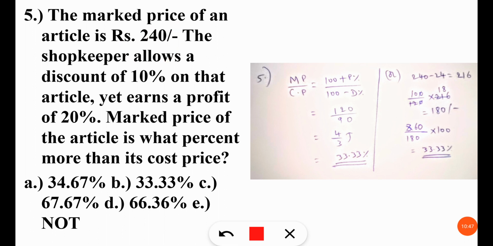How much more percentage is the marked price? The difference between 240 and 180 is 60. 60 by 180 cost price into 100 is 33.33%. Option B is the correct answer.